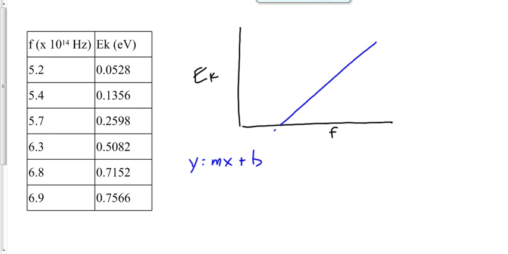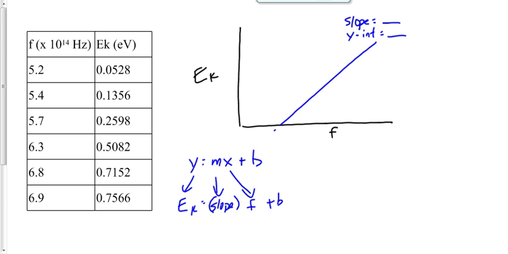All right, so you got the slope and the y-intercept. Let's say we know what those are. Now what? Q? Good. Replace y with EK and replace m with the word slope, and x will be frequency plus b, right? We can't get rid of the b, the y-intercept, because there is a y-intercept here, right?